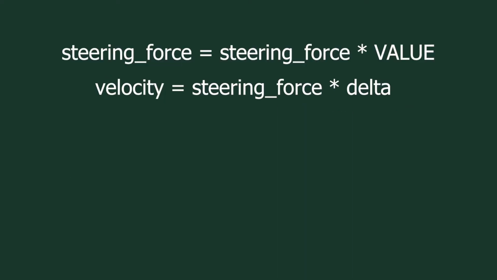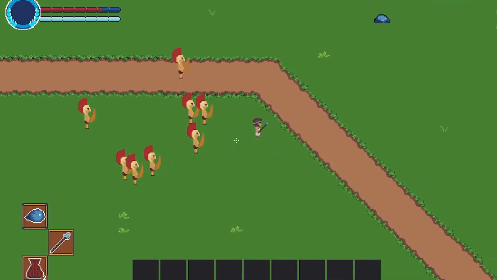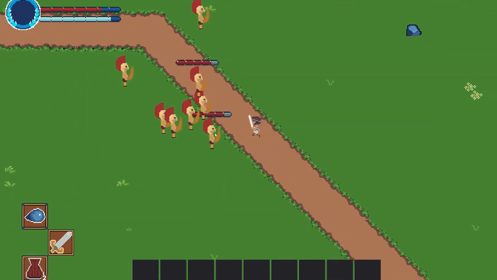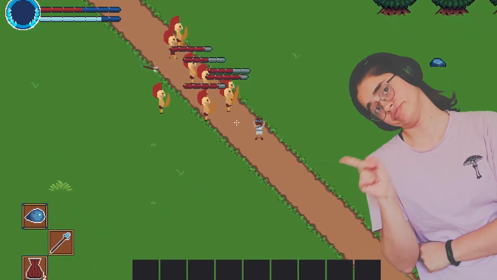There's a value you can multiply to your steering force before making it your velocity. The higher the value, the sharper the turn, and the lower the value, the more rounded the turns. And this is good because it makes the movement more lifelike. So as of now, we have created Spartans that are very good at dodging and chasing us. But we all know that that ain't the best AI ever.